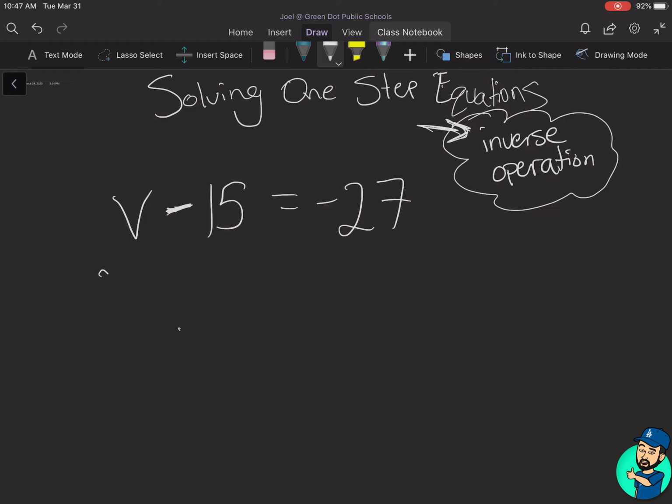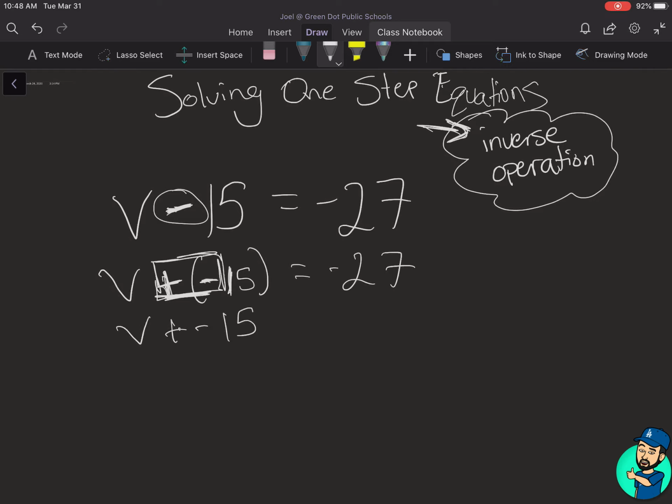For example, if I write this problem down like this, v plus negative 15 equals negative 27. This here is the same as a minus sign. When you're adding a negative, it's the same thing as a subtraction sign. So now, if I say pretend there is a negative in front of that 15 instead of a minus sign, what is the inverse operation of a negative slash subtraction? Of course, it's going to be addition.